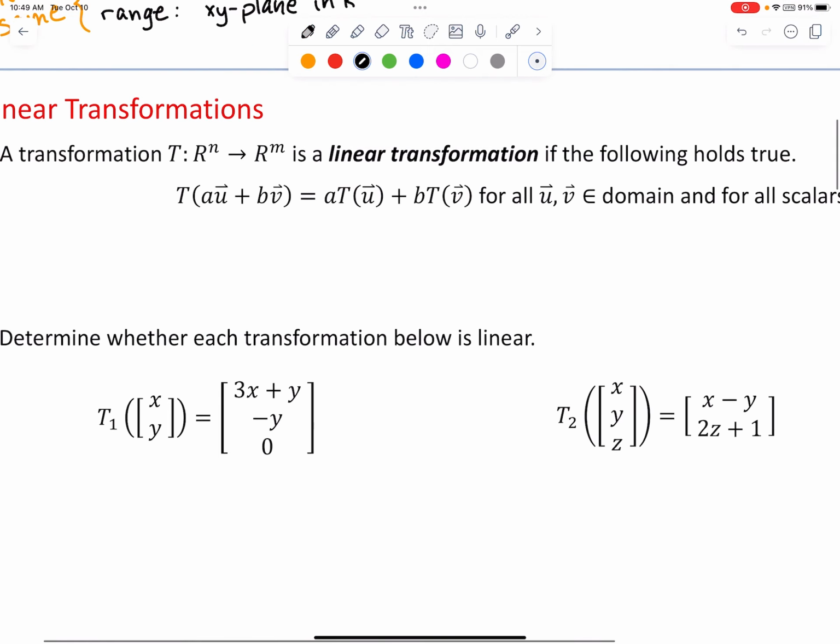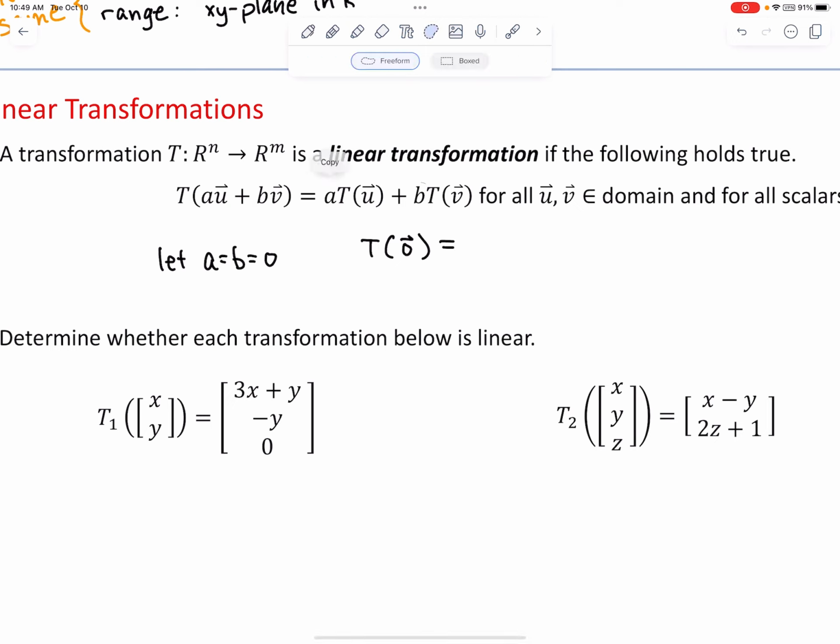Notice a special case of this. If I were to choose to let a and b, both scalars, be 0, then the input vector would also just be a 0 vector. So this would suggest that if you input the 0 vector into a linear transformation, the output vector should be 0, and it doesn't matter what the images of u and v are. When you scale them by those zeros, you're going to get a 0 vector output.